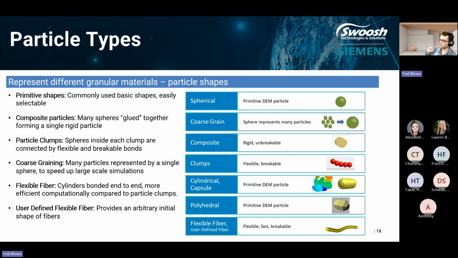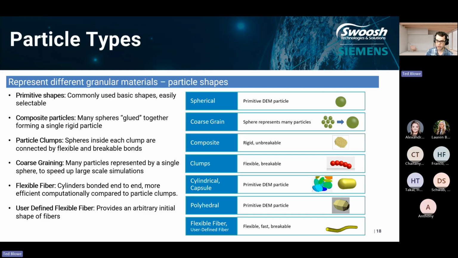Okay, so I mentioned what separates DEM from Lagrangian multiphase is particle shape and the particle collisions. There are 8 different particle types. The most common and lowest cost primitive is the spherical, and this is the best default for throughput and can approximate some shape effects via the rolling resistance or rolling friction.